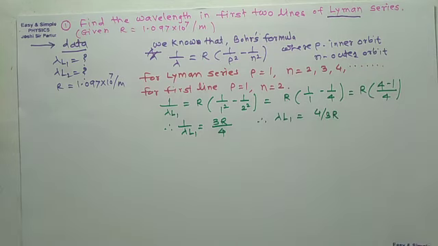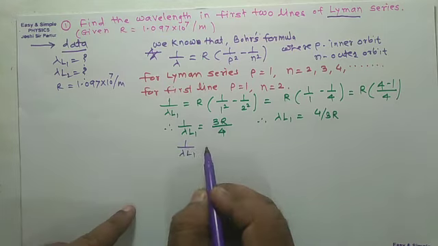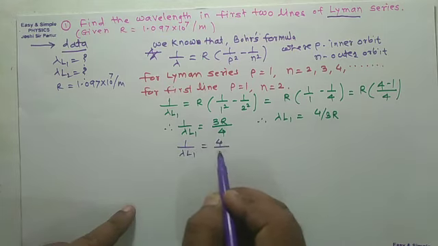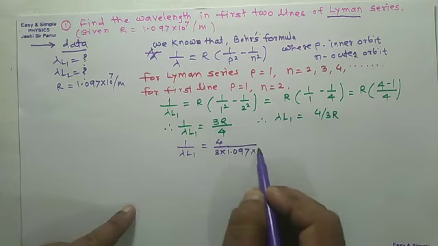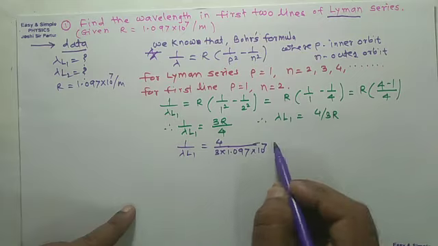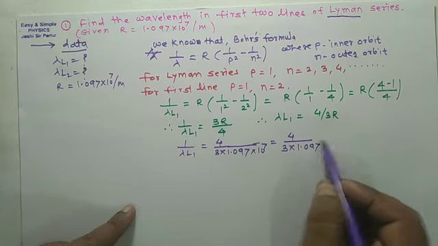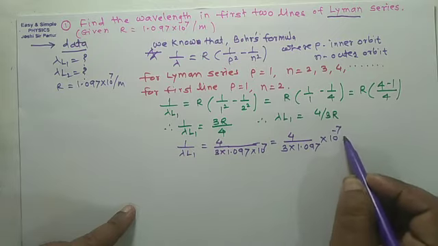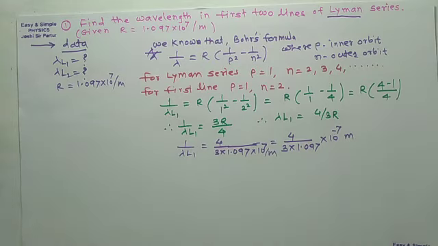If we substitute the value of R, the value of R is given. So lambda L1 is equal to 4 upon 3 multiplied by 1.097 into 10 to the power 7, which is 4 upon 3 multiplied by 1.097 into 10 to the power minus 7 meter, because the unit for R is per meter, so meter gets in the numerator.